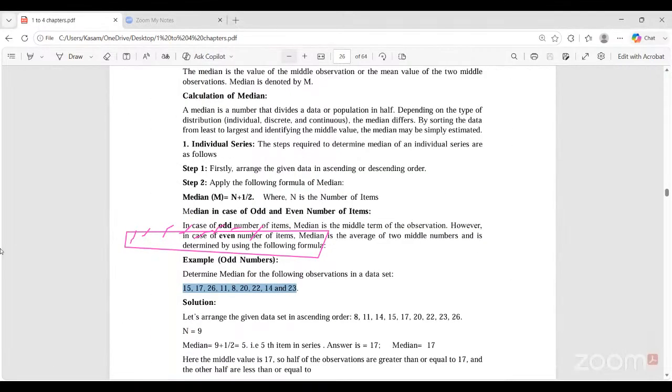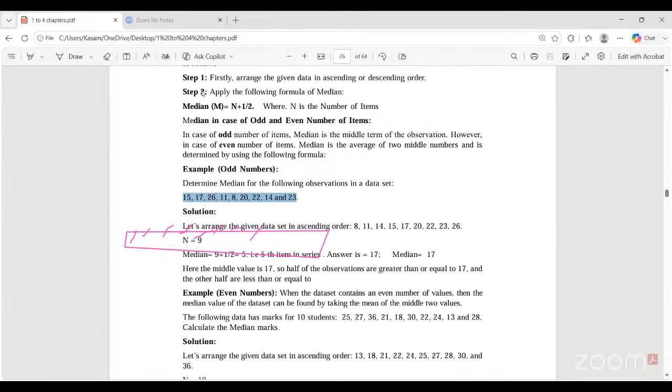Now visible. So 9 numbers are there. In 9 numbers, is 9 an even number or an odd number? Odd number. So here the median is 9 plus 1 by 2, that is 10 by 2, equal to 5. What is the fifth number?